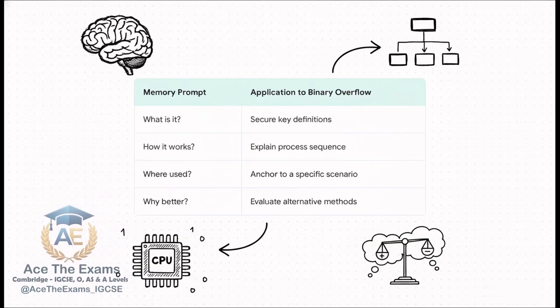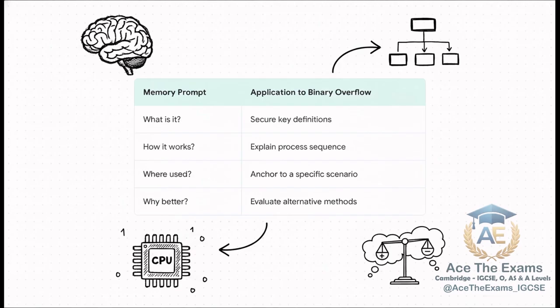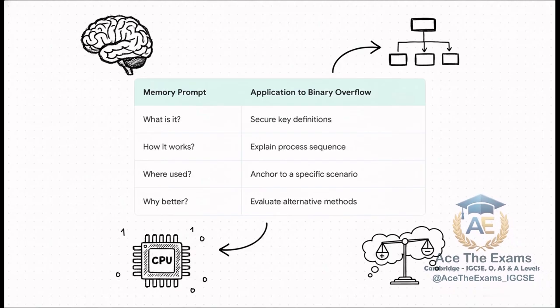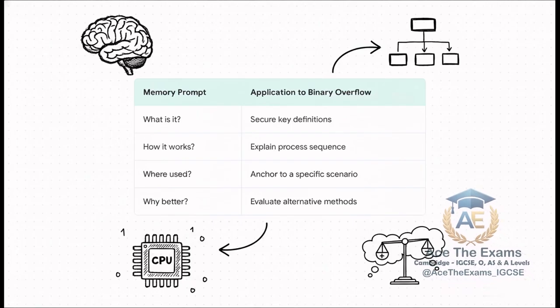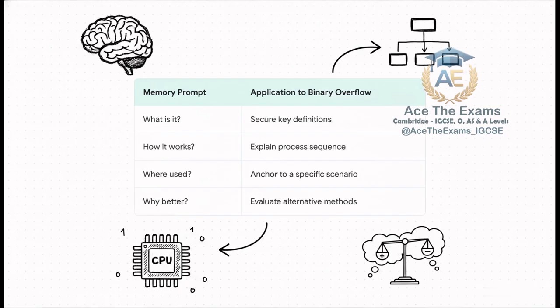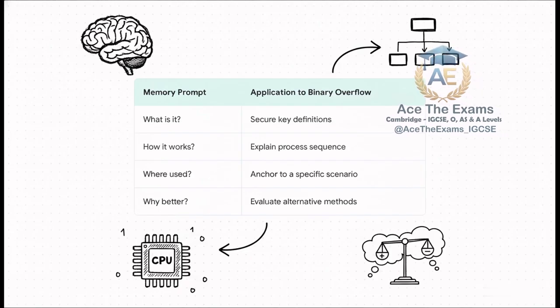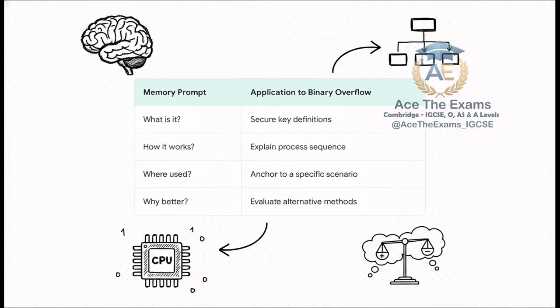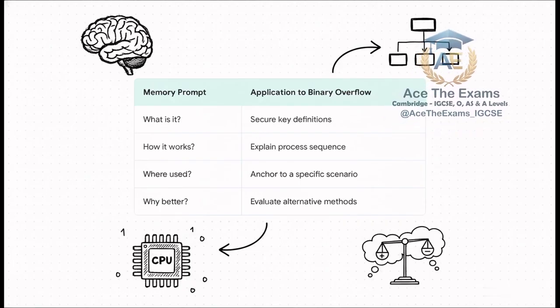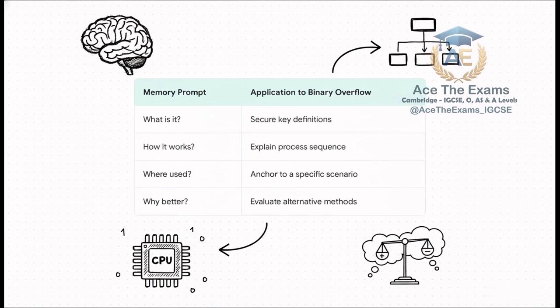What is it? Forces you to secure the exact definition. How does it work? Makes you rehearse the process step by step. Where is it used? Forces you to think of real-world systems, avoiding the context trap. And why is it better or worse? Gets you ready for those tricky high-mark evaluation questions. If you are ever studying and you find the flaw, meaning you struggle to answer one of these 4 prompts aloud, that is your immediate signal to stop, go back, and rebuild the topic from a worked example.